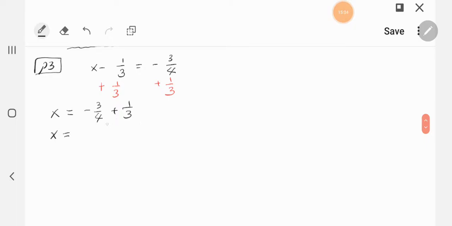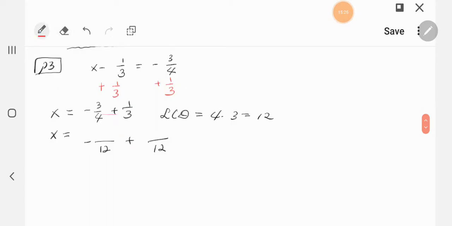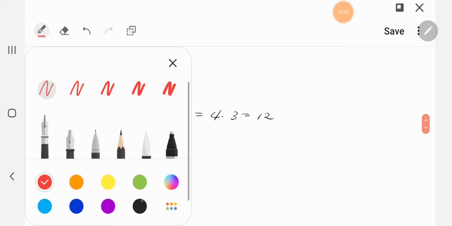So why don't we just find the LCD? LCD is 4 times 3, which is 12, right? 12. So why don't we write down 12 in the denominator? And then what should we multiply the numerator by? Okay, 4 times 3 is 12. So you multiply 3 times 3.